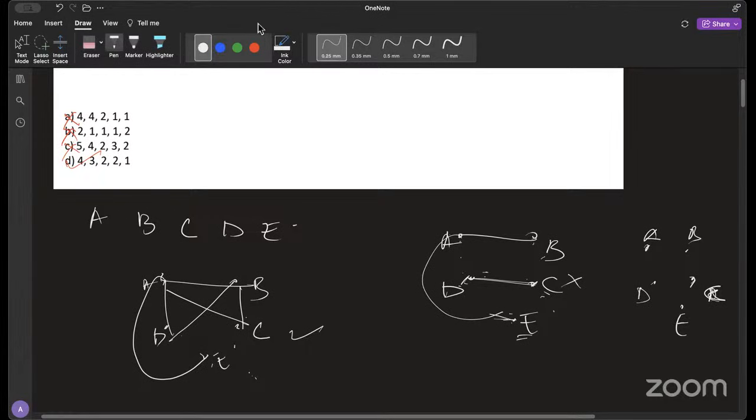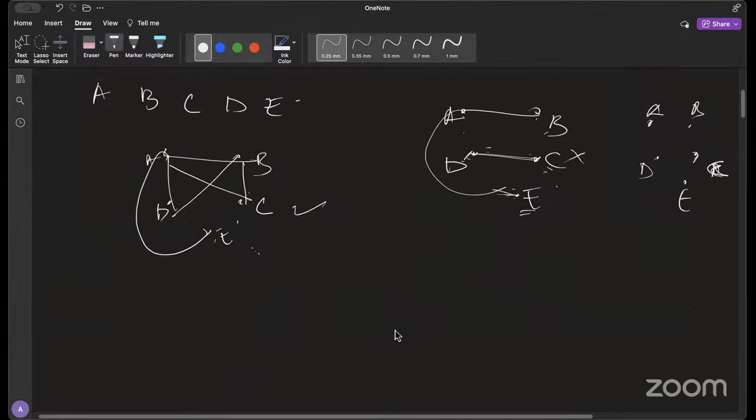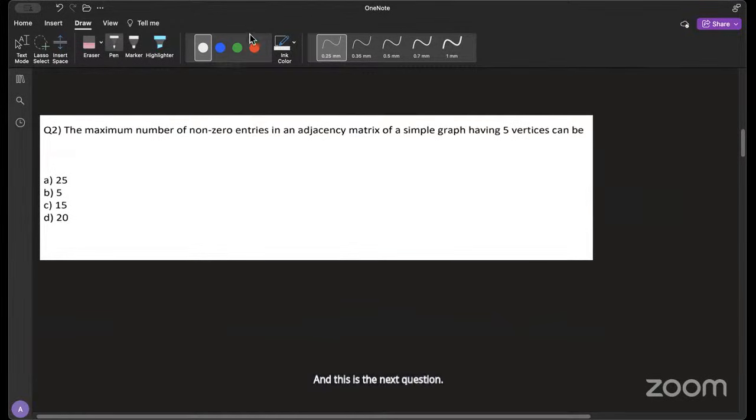Does anyone have any doubt in this question, or can we move on to the next one? Yes, ma'am. Okay. Then we'll move to the next question. And this is the next question. Give this one a try. It shouldn't take more than 1 minute. So have a minute and try this out.